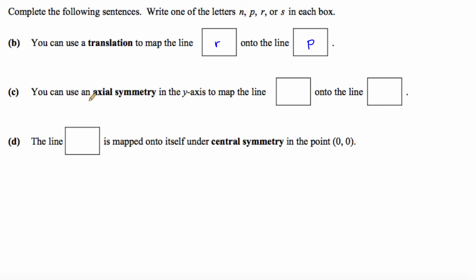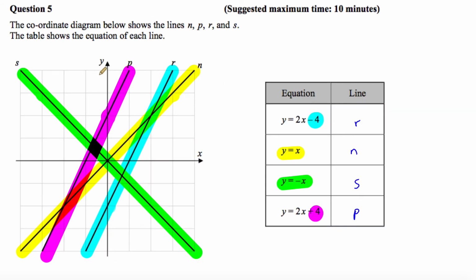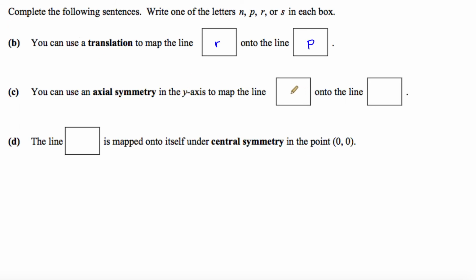Part C says you can use an axial symmetry in the y-axis to map the line blank onto the line blank. So an axial symmetry in the y-axis, this is the y-axis here. So badly drawn, but if you performed axial symmetry on the line in the y-axis, if this is the axis, which line would map onto the other line? Well, you can see that the line N would map onto the line S, or vice versa, under axial symmetry in the y-axis. So the line N would map onto the line S.